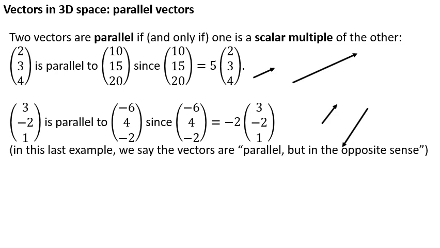This is due to the negative scale factor that was required. If we want to change 3, minus 2, 1 into the vector minus 6, 4, negative 2, we need to multiply by a negative scale factor. And similarly, we'd have to multiply minus 6, 4, minus 2 by negative a half to turn it into 3, minus 2, 1. That shows that the vectors are pointing in exact opposite directions, but because they're exact opposite directions, the vectors are still parallel.